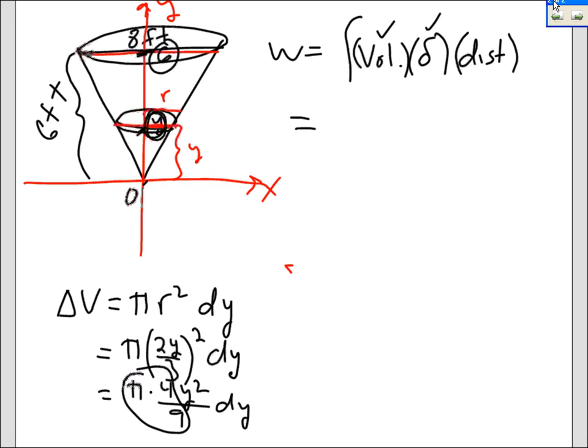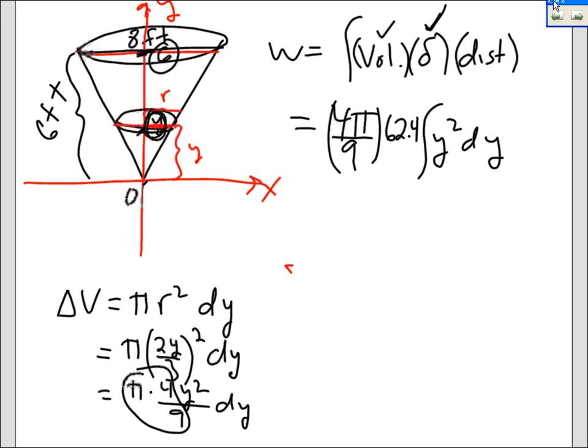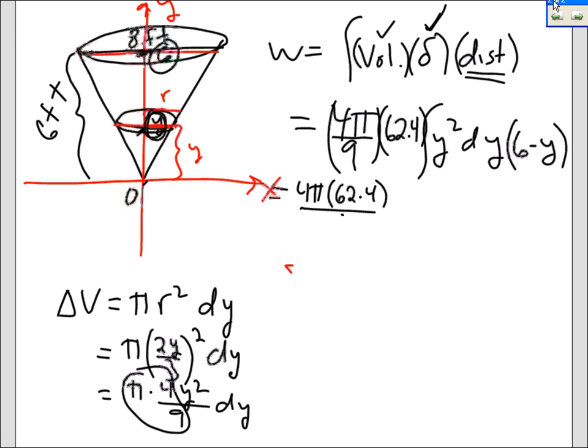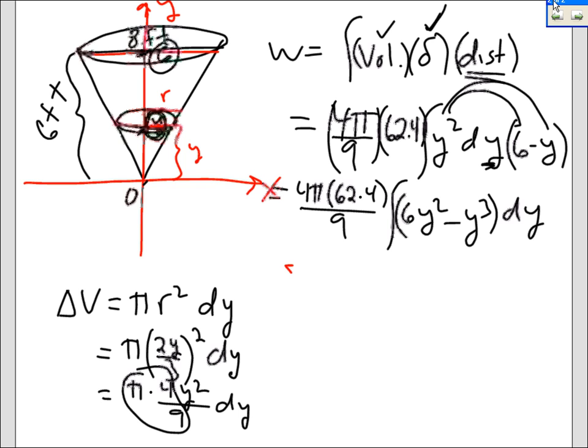The volume I have down here in the bottom, its constant is 4 pi over 9 times the integral of y squared dy times the density, which is 62.4, times the distance, which in terms of y is 6 minus y. So we have 4 pi times 62.4 over 9 times the integral of 6y squared minus y cubed, all times dy. Now what's y going from? Well, the smallest slab starts at 0, and the highest one is just before 6. Goes from 0 to 6.